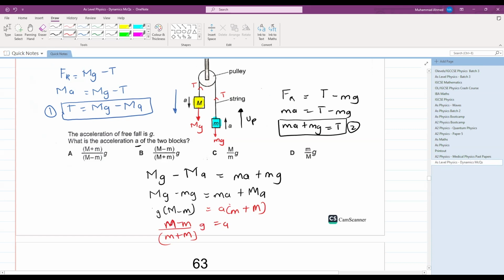My writing is also becoming really bad. Capital M minus small m is equals to small m plus capital M. Any answers like that? B is your answer.